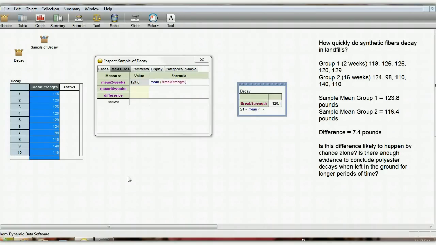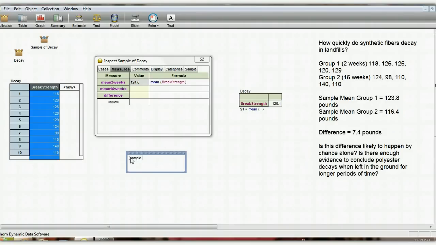Let me think here. So essentially, I want to take the sample mean for group 1 and the sample mean for group 2 and average those, and I should get our overall sample mean of 120.1, since the sample size for those are both 5, since we have 5 in each group. The average of the two averages here should be 120.1.